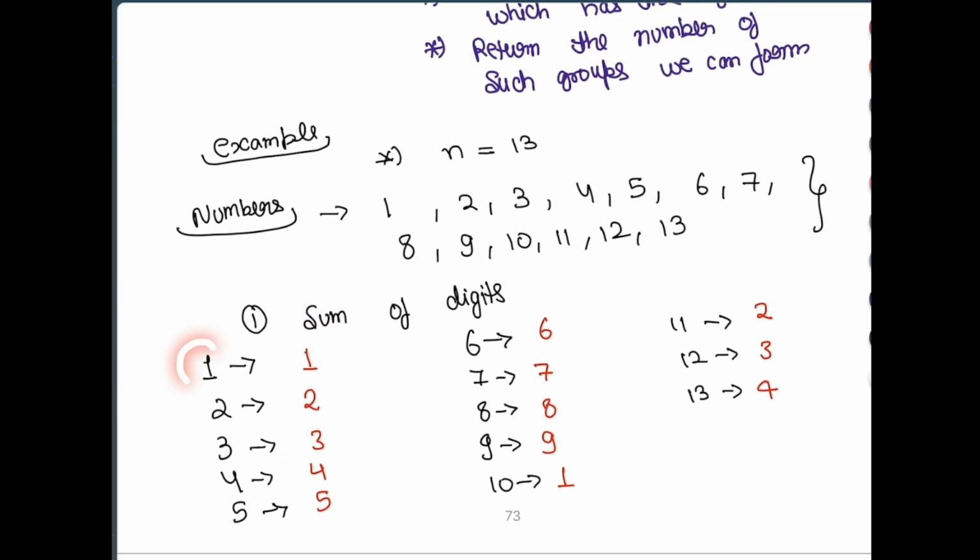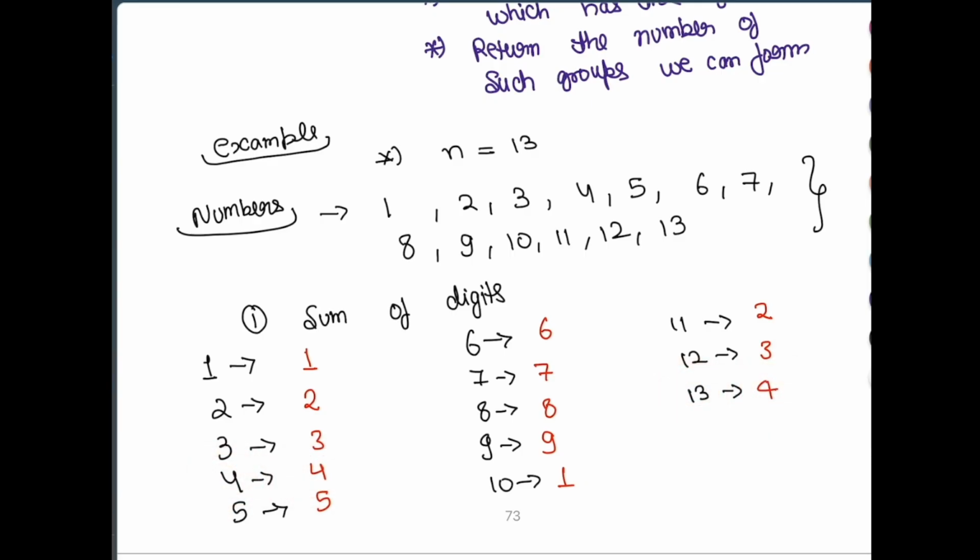So we can say the number 1 and number 10 belong to the same group. The number 2 and number 11 belong to the same group because they have equal sums. We have another equal sum, 3 and 3, so we can say 3 and 12 belong to the same group. We have 4 and 4, so 4 and 13 belong to the same group.